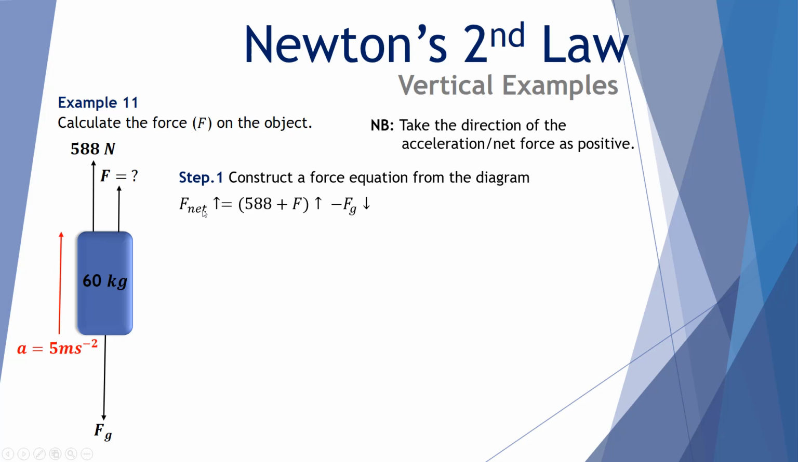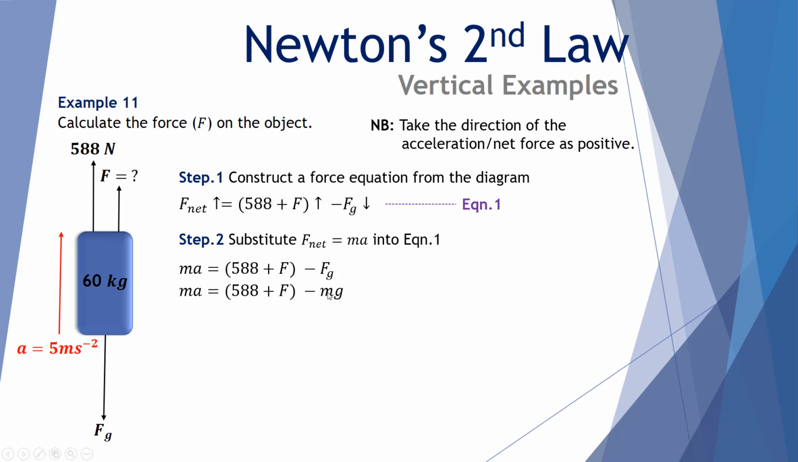Net force is upwards, as we stated, which means 588 plus the unknown force of F are going upwards, and the sum of these two forces is being opposed by the force due to gravity, Fg, which is operating downwards, hence the negative value. That's equation 1. As always, let's now substitute ma for F net. ma equals 588 plus F, the upwards force, and opposed by or taking away the force due to gravity. Let's expand that in, Fg equals m times g.